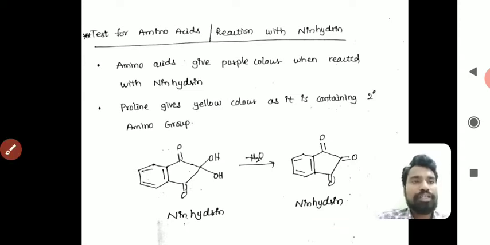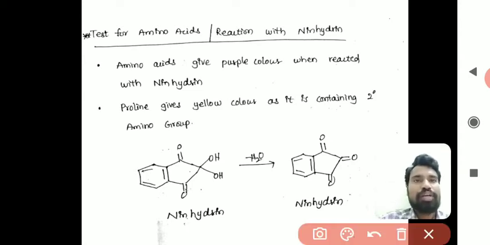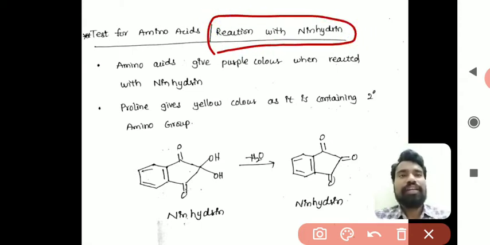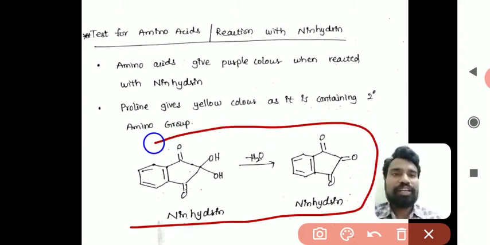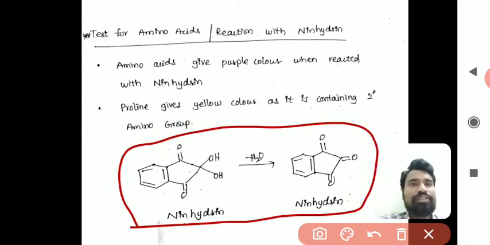Now the next one is the test for amino acids, or reaction with ninhydrin, right? How to identify whether a compound is an amino acid or not can be done through the reaction with ninhydrin. This is nothing but the test for amino acids. When amino acids are treated with ninhydrin, this is the structure of ninhydrin, they form a purple color complex. They form a purple color substance, so that we can identify the amino acid through ninhydrin.